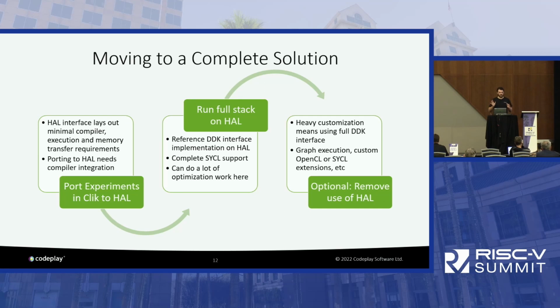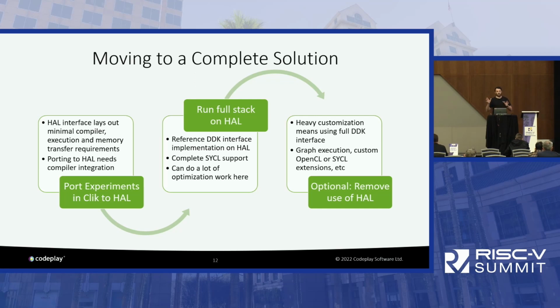The HAL interface lays out the minimal compiler and execution and memory requirements to be able to implement OpenCL and SYCL sensibly. And you also, at this point, need to start integrating a compiler. You can't just use this fake C Click language we have. You need to actually integrate your compiler into the runtime using the DDK compiler interface, so you can actually compile kernels as required.